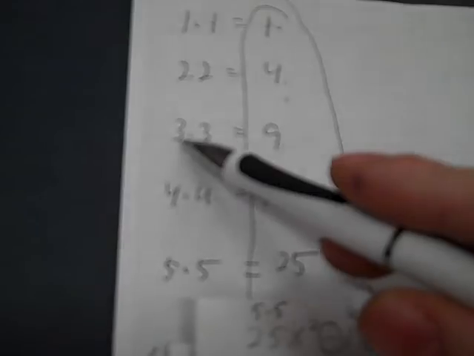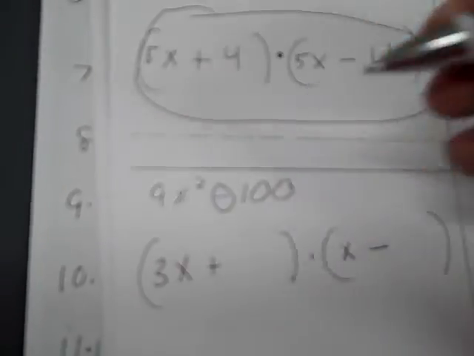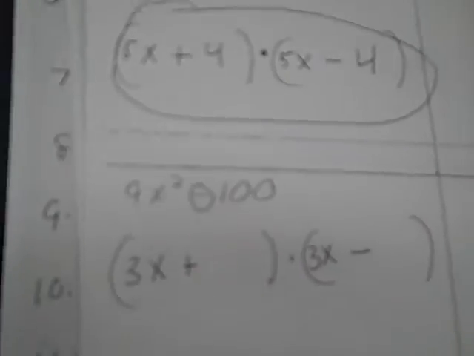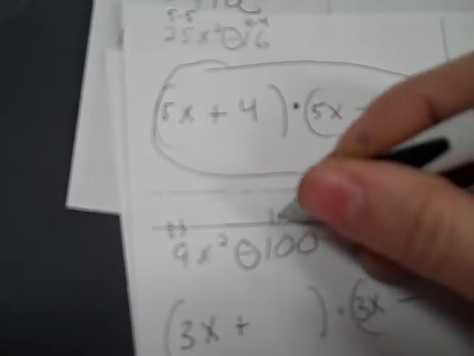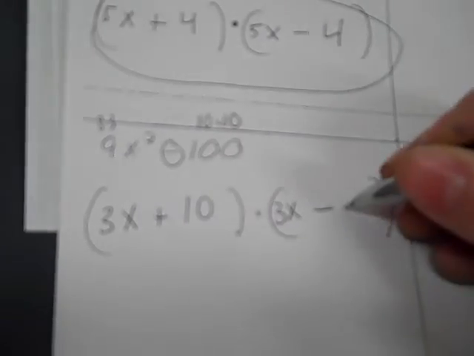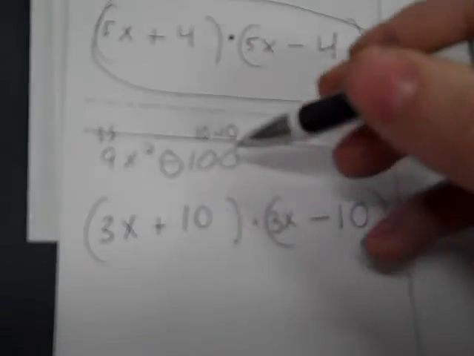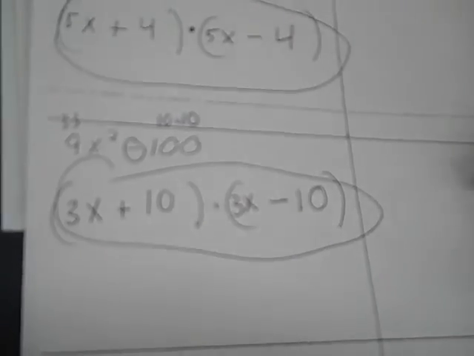Okay, now look up your list. You got 9. 9 is 3 times 3. Okay, now look up 100. 100's down here, that's 10 times 10. Okay, so plus 10 minus 10. So that is equal to 3x plus 10 times 3x minus 10. Okay, next one. 81x to the second power minus 4.